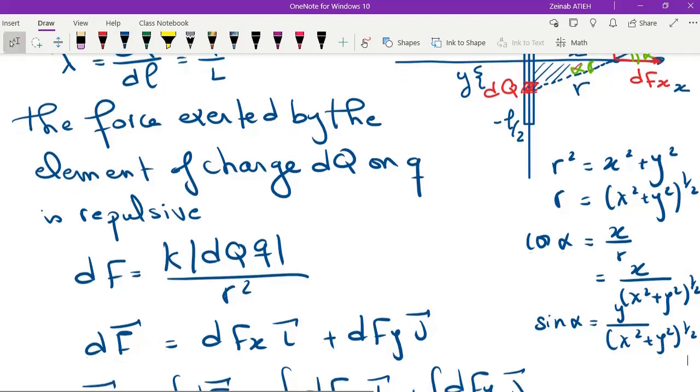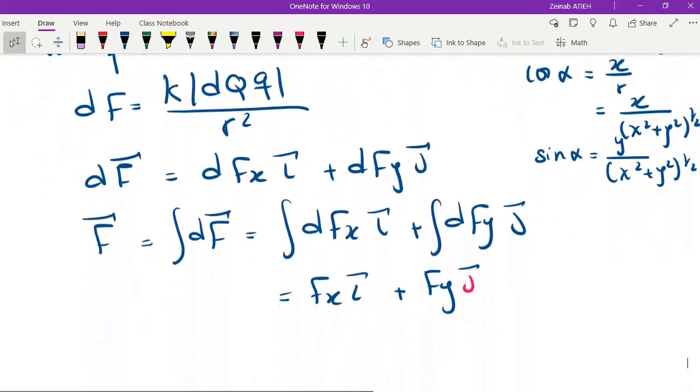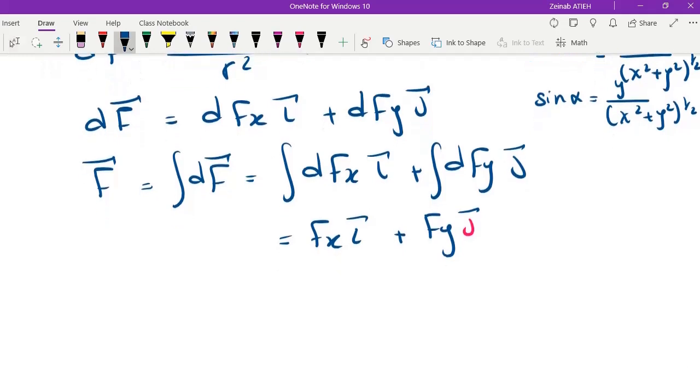Now let's start to write dFx. We will take the integral of dFx, and then we will see what we do. Okay? So I will erase this.